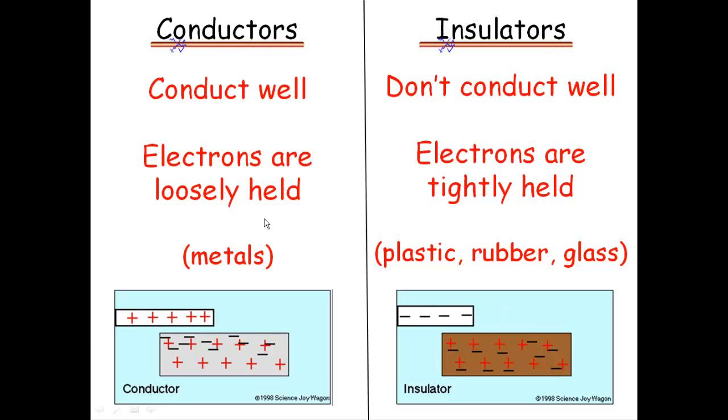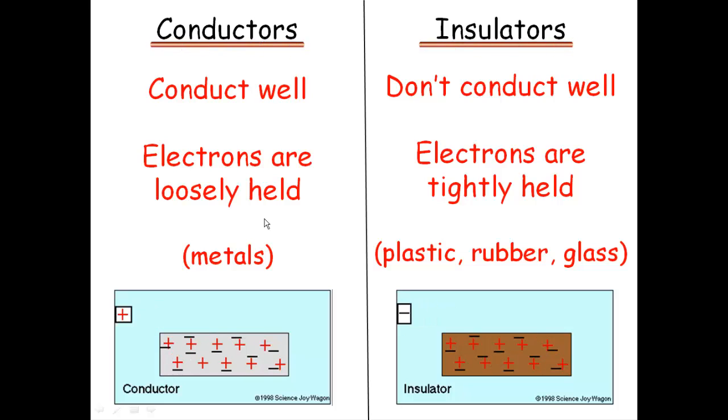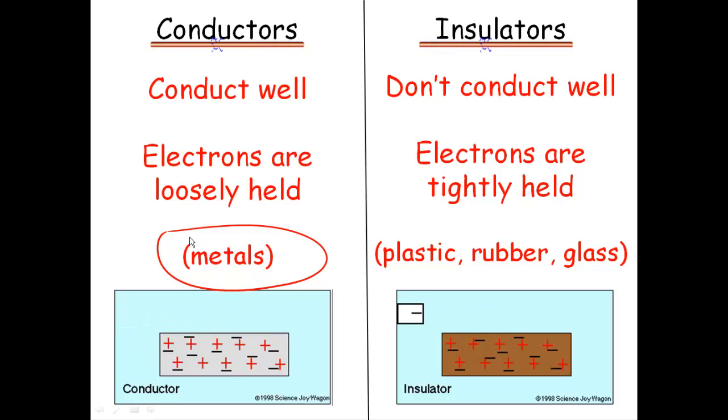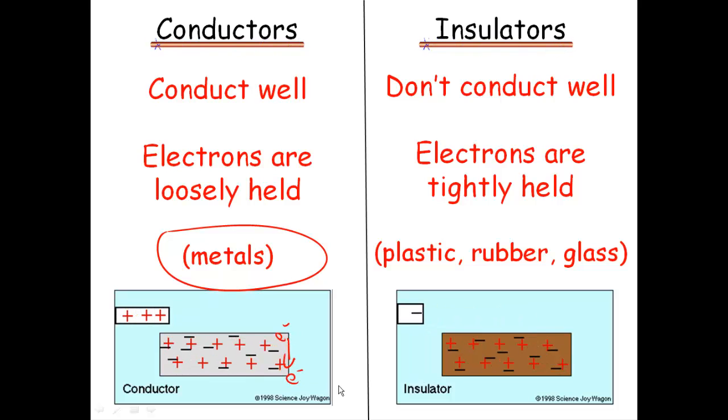Lastly, why do things conduct these electrons, and why won't they conduct electrons? Notice I didn't say protons, because only electrons move. Well, conductors, and typically we think of these as metals, they don't hold on to their electrons very well. They allow them very easily to move. So electrons can quite literally travel from one side of an object to the other side.